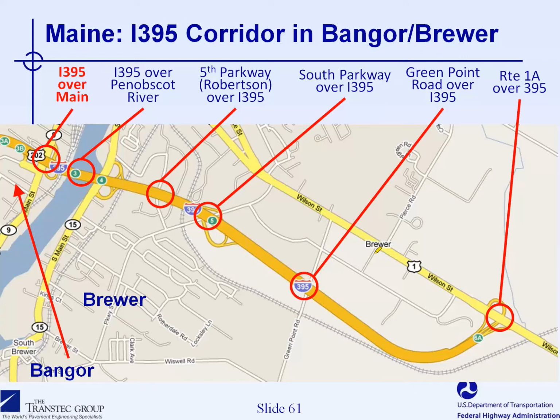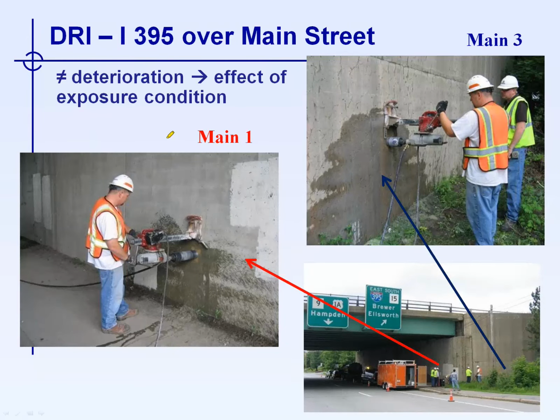Just going to give you an example here of the application of the damage rating index. This is in the state of Maine, the Interstate 395 corridor in Bangor, Brewer. We have examined a number of bridges along this I-395, and I'm going to show you some results from this bridge here, which is the I-395 over Main Street. This is Main Street here, and the interstate is over here.